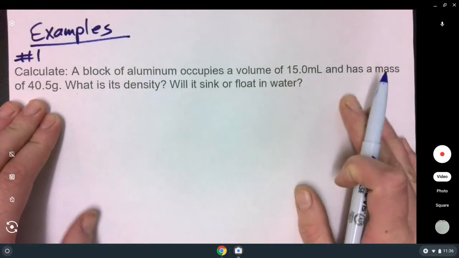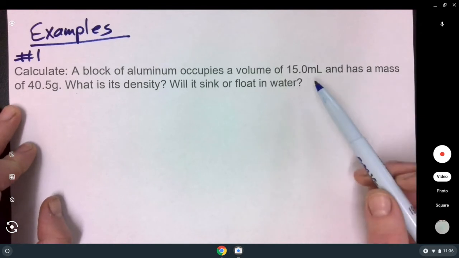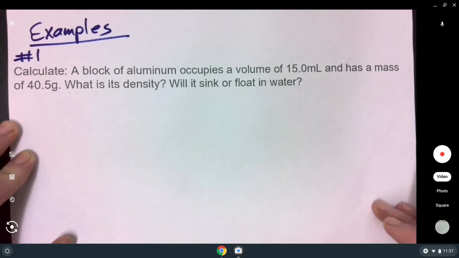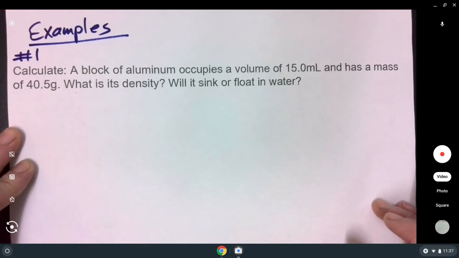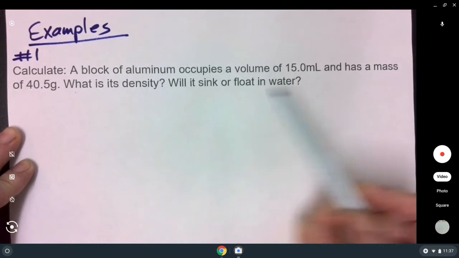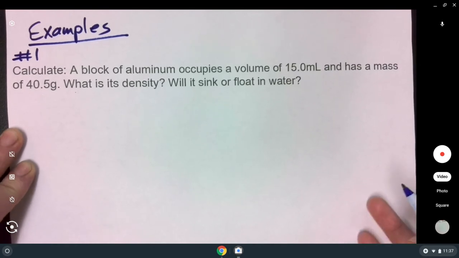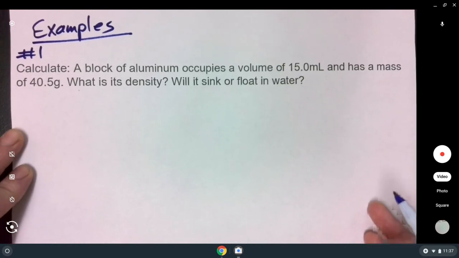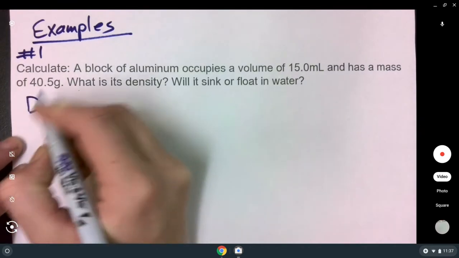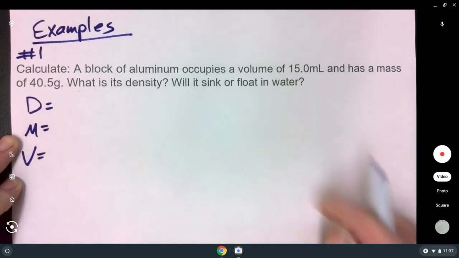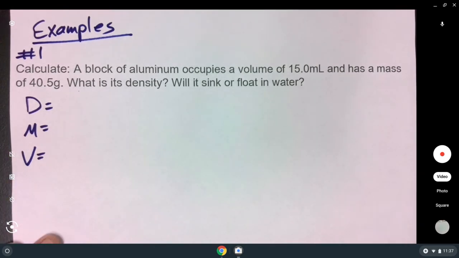So a block of aluminum occupies a volume of 15 milliliters and has a mass of 40.5 grams. What is its density? And then it also asks whether it will sink or float in water. So the first thing that we want to do is figure out what variables we have. The three variables that we could possibly have are density, mass, and volume. So I always write those off to the side.